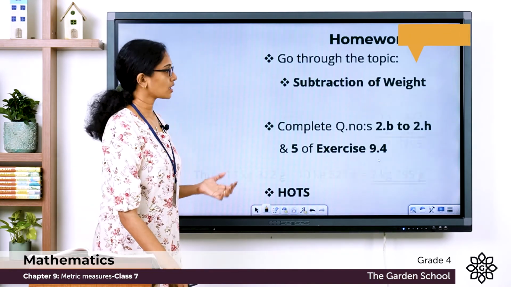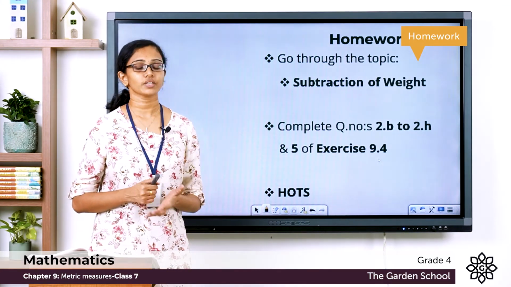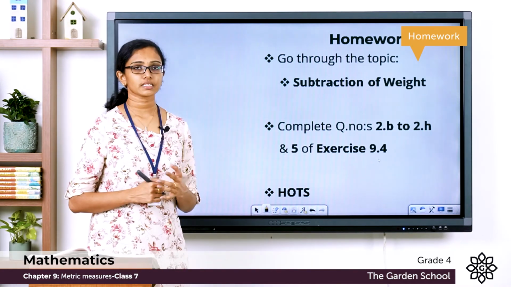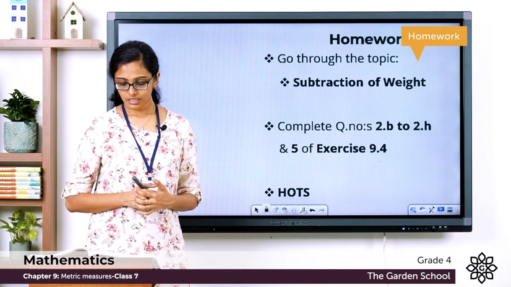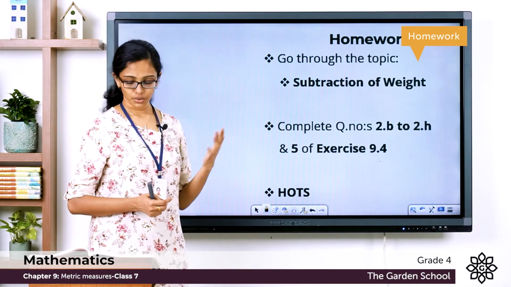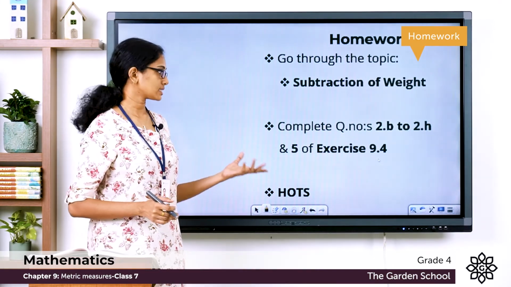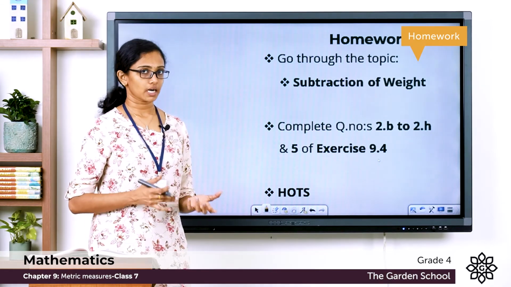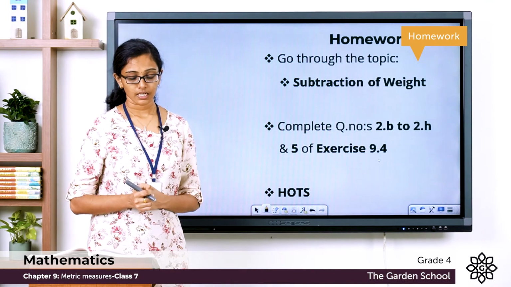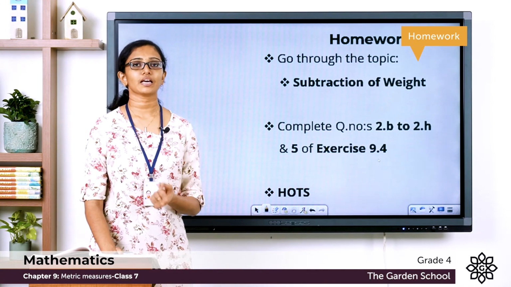And you have to go through the topic subtraction of weight in page number 132 and 133 of your textbook. Go through the topic once again and then you have to move on to exercise 9.4. Complete the questions 2B. 2A we have already done in class. Complete the questions 2B to 2H and also the word problem question number 5 from the exercise 9.4. And once you're done with that, move on to the next exercise, the high order thinking skills question under the heading HOTS. A couple of questions are given there. Please go through the questions as well and do accordingly.